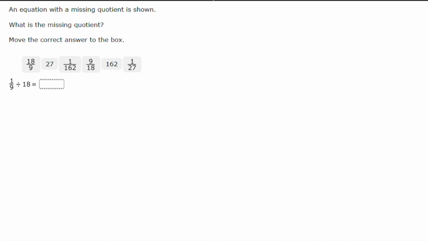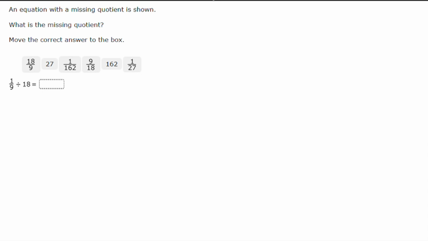All right, question number 8 reads, an equation with a missing quotient is shown. What is the missing quotient? Move the correct answer to the box. So here we have 1/9 divided by 18. Now, how do we divide fractions?